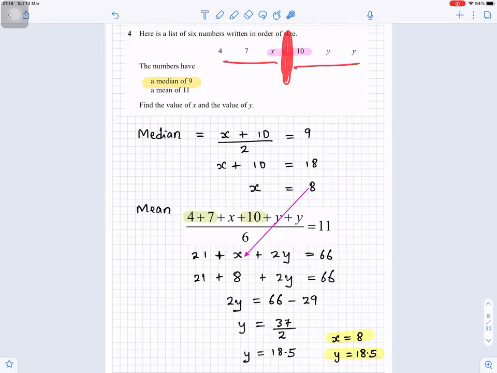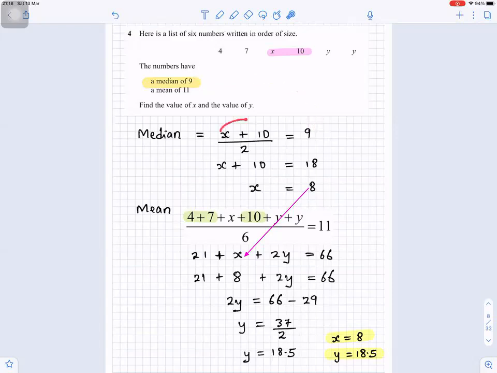So how do we get that number in the middle? When they're even numbers, we add the 2 middle numbers. I've highlighted it in pink. Add the 2 middle numbers and divide by 2. With the 2 middle numbers, one of them is x, the other one is 10. So you add x plus 10 and divide by 2 because you want to find a number in the middle. And they've told us that answer is 9.